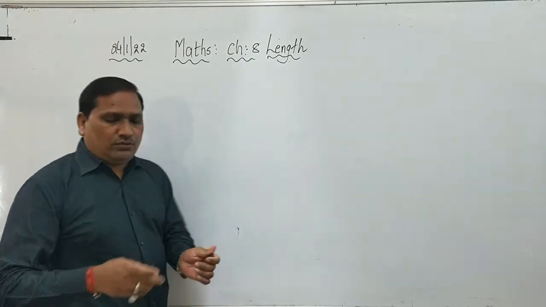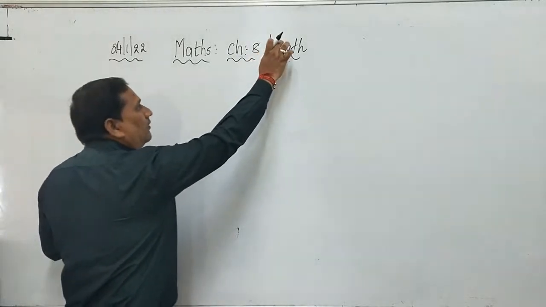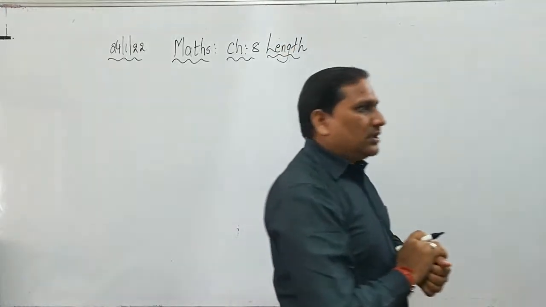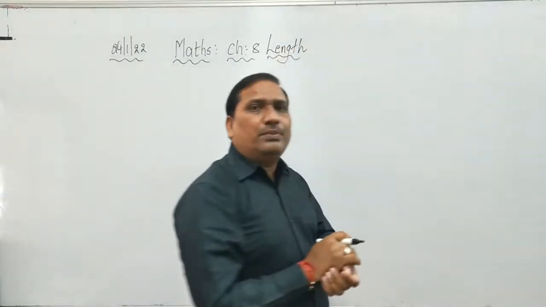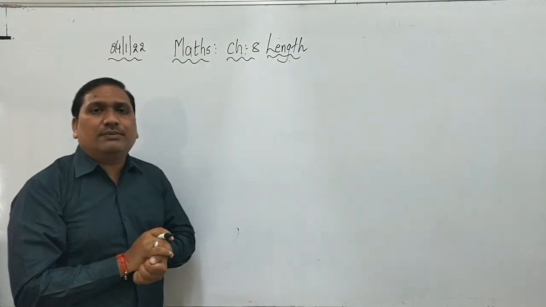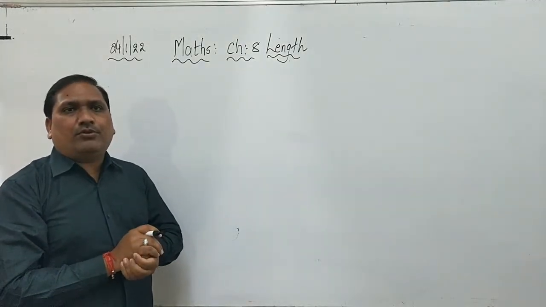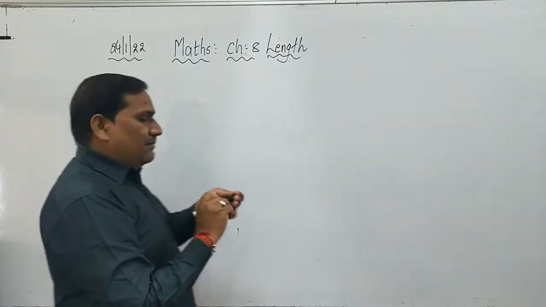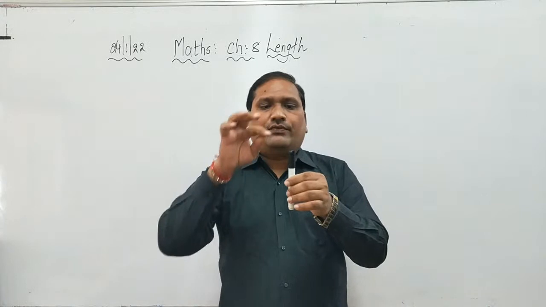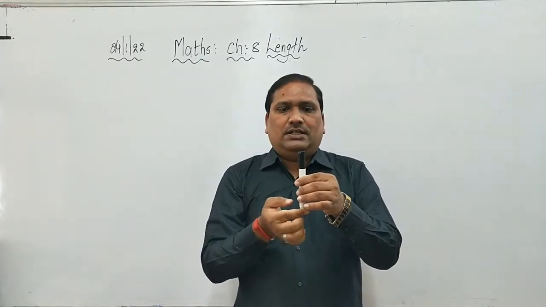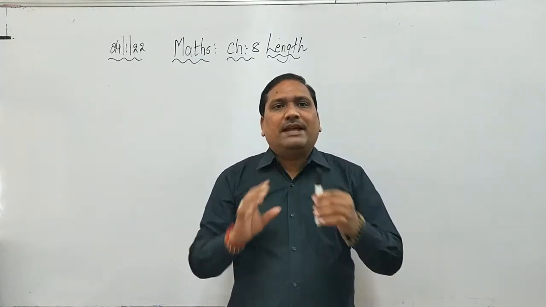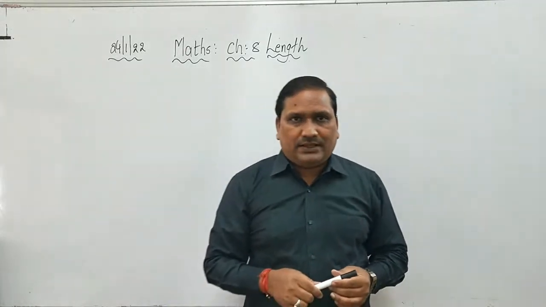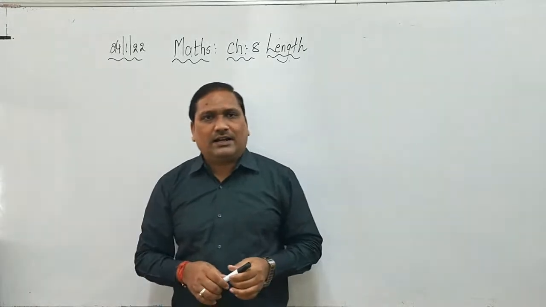So as we know, what is a length? Suppose the distance between two particular points. The distance between two particular points is called the length. Suppose I am having a pen. From this point to this point, whatever will be the measurement, that is called the length of this particular pen. I think you all are aware.